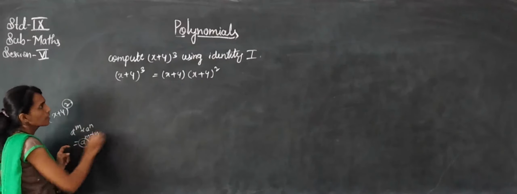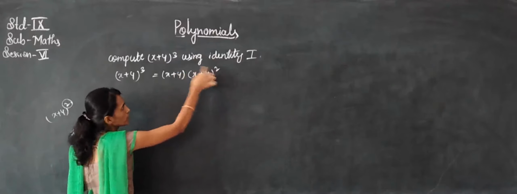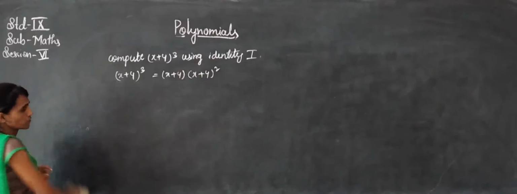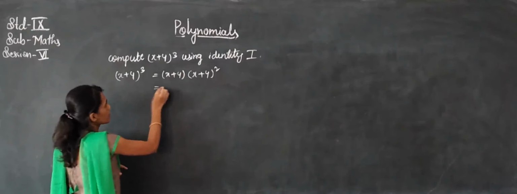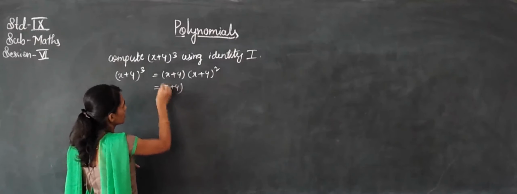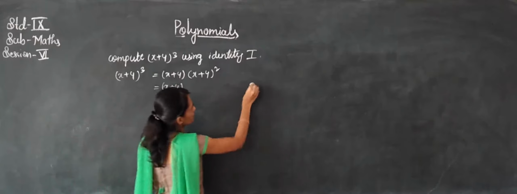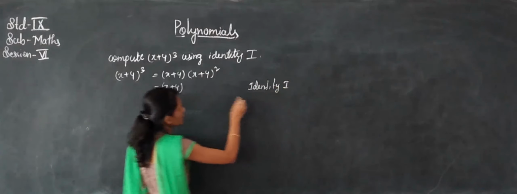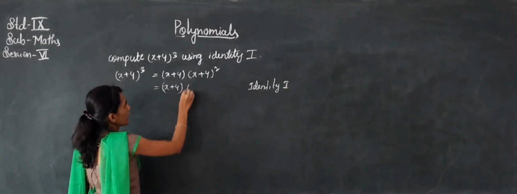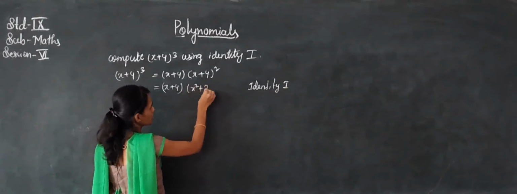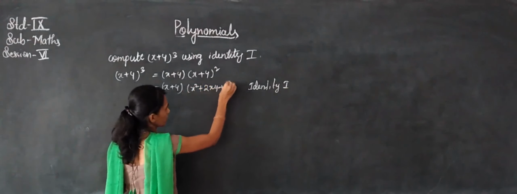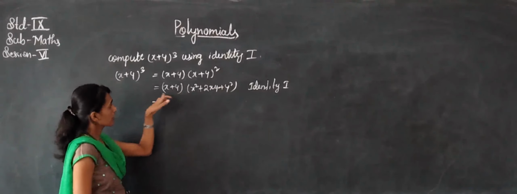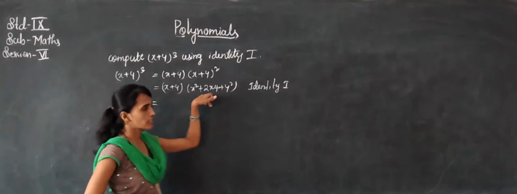Here these are (x + y)² and (x + y). So when we have (x + y)², use identity 1. That is (x + y)² is equal to x² + 2xy + y². So already we know the identity. So now what do we do? (x + y)³ equals (x² + 2xy + y²)(x + y).